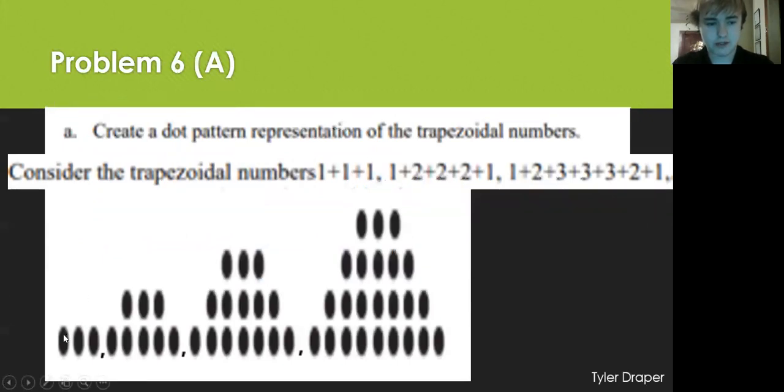Follow my mouse here. We see 1 plus 1 plus 1, comma. Our next one's 1 plus 2 plus 2 plus 2 plus 1, comma. Our next one is 1 plus 2 plus 3 plus 3 plus 3 plus 2 plus 1. And then our next one, we would go a step beyond that and have 4 in the middle as well. It's just a pattern. I hope we see that. So that was A.